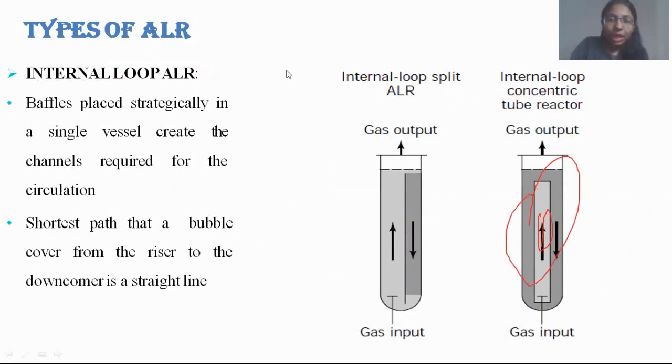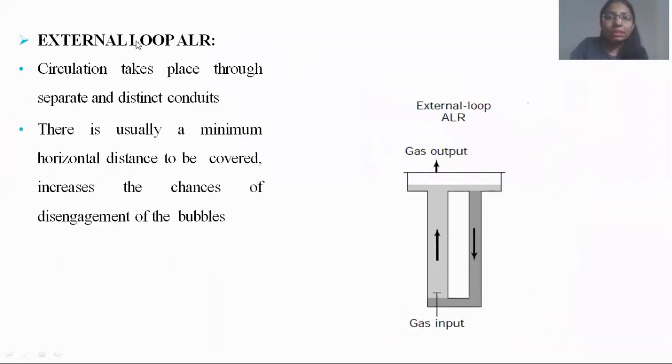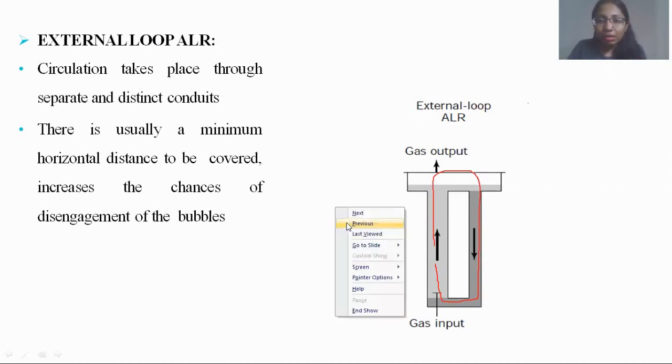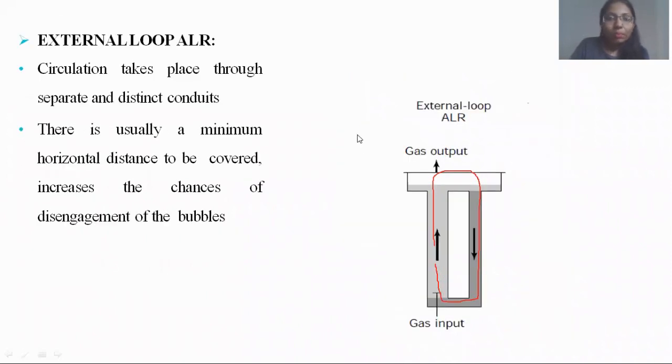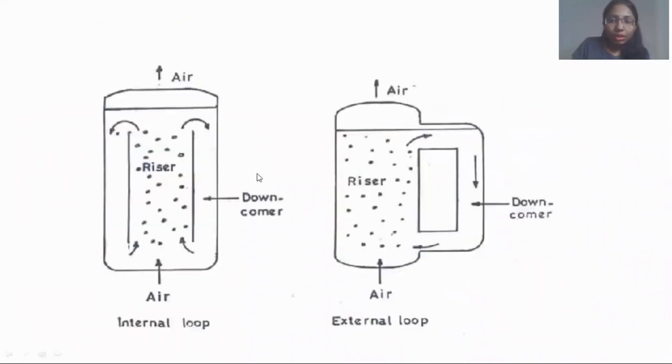Now you have the external loop reactor. The design will be in such a way that it has to travel a certain distance. So from here it will go out externally and form a loop here. In the previous one you have seen that there is no external movement taking place. That's why this is termed as the external loop reactor. The same concept is shown again with different diagrams.